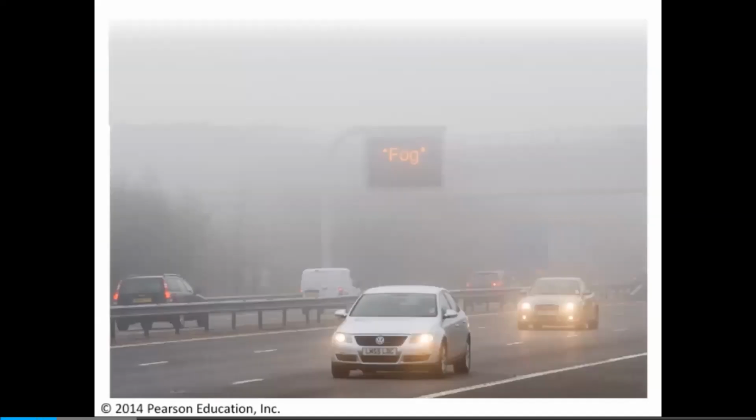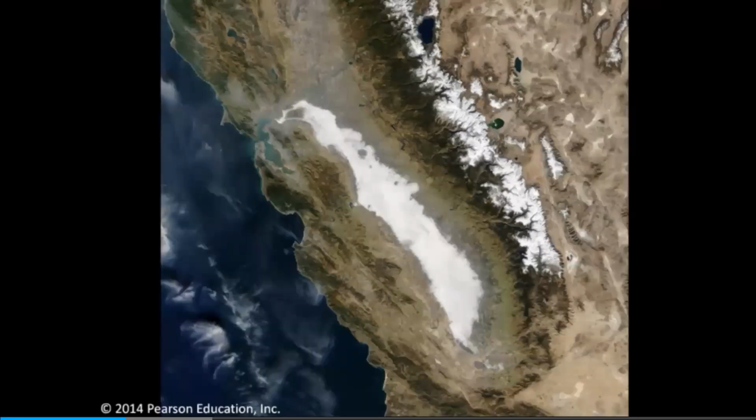So fog, if we need to define it here, and we probably do, is basically a cloud that's sitting on the ground. There's really nothing fundamentally different between what we see in the sky as a cloud and what we drive through very cautiously, like in this picture, and consider fog. It's basically just suspended water droplets in the air. So there are several different kinds of fog we need to consider.